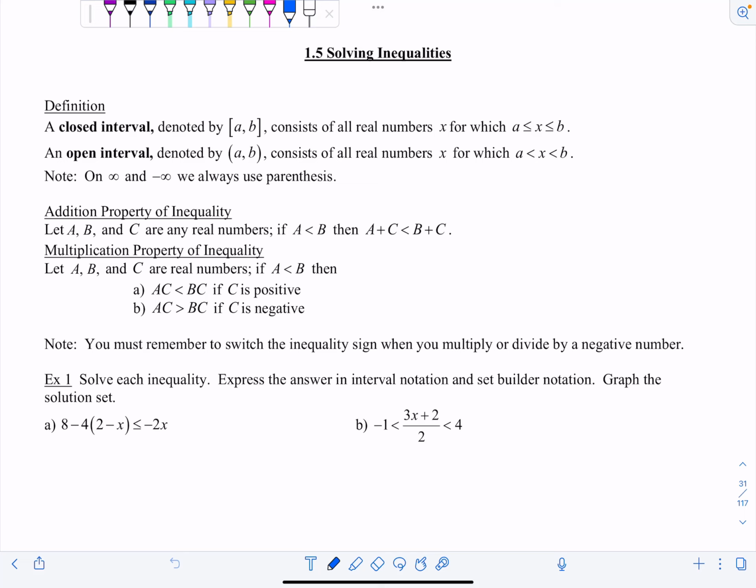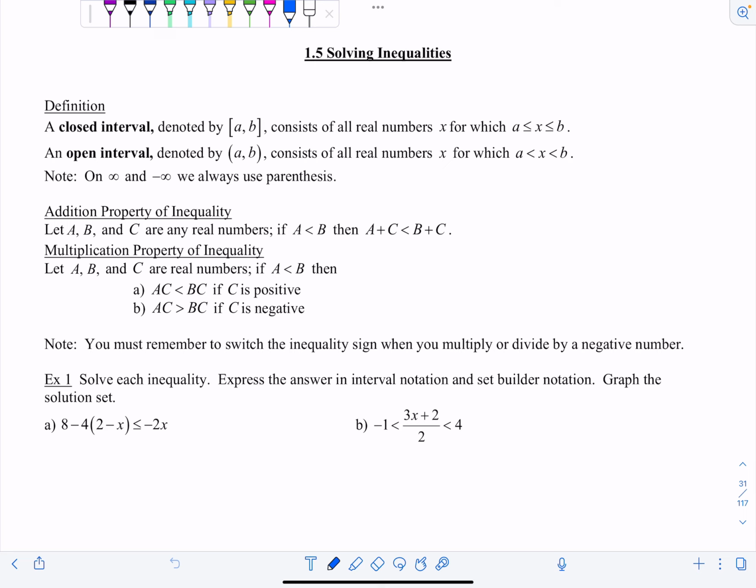This is video lecture for college algebra on section 1.5, solving inequalities. And when we're going to be working on solving the inequalities in this lesson, we're going to be writing our answers in both set builder notation with inequality signs as well as interval notation. So just a quick recap.